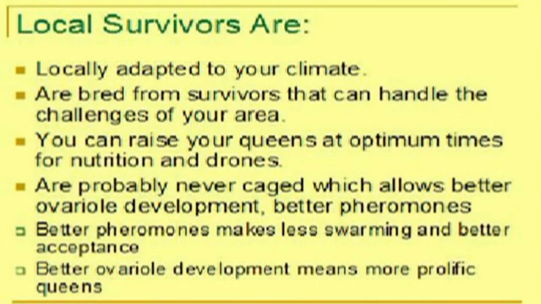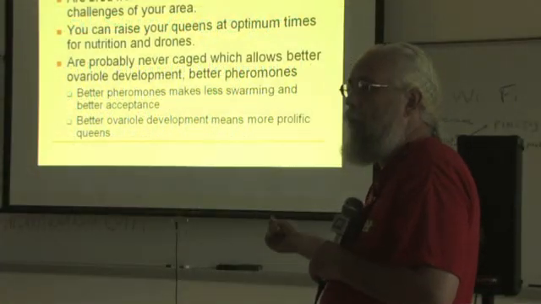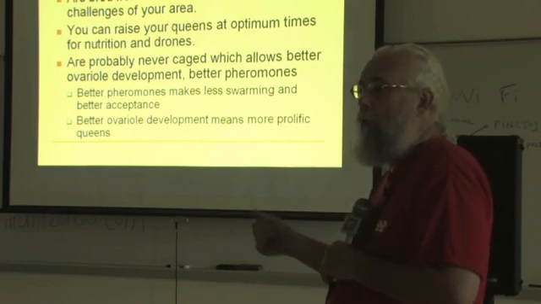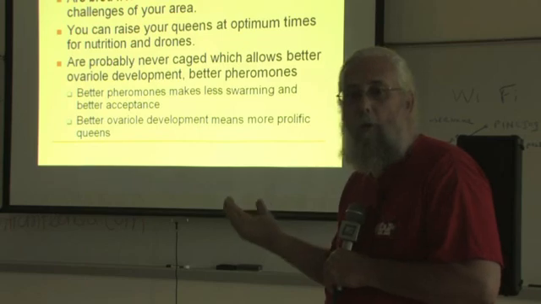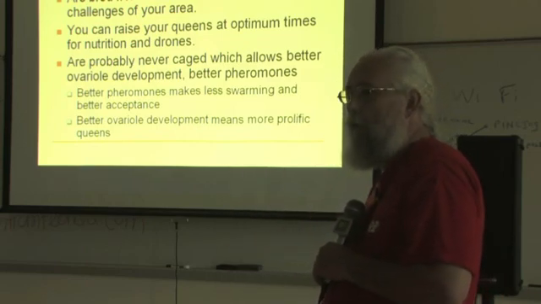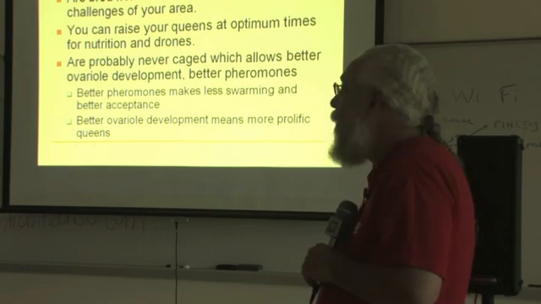You can raise them and never have them caged. You can raise them in your mating nuc and then move them into your hives whenever you want, or you can actually put the cell in your hive and let it requeen your hive, and then you don't even have to find the queen. You just put the cell in, let her emerge, supersedure happens, you've requeened your hive, and you haven't even had to go look for the queen.